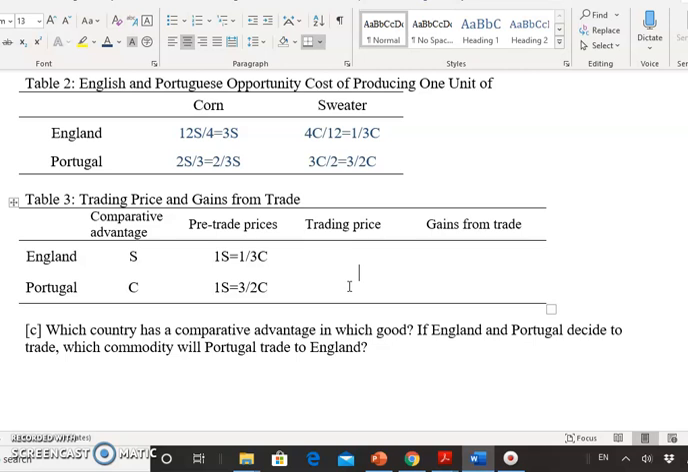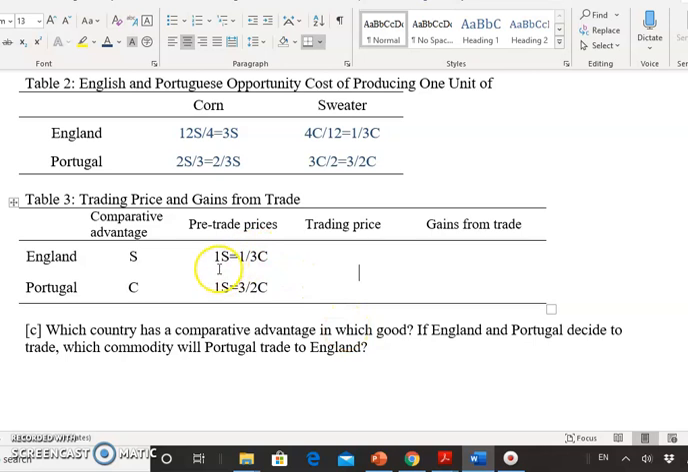Eventually, they're gonna meet somewhere in the middle, right? So that's why we said with free trade, there should be only one price between the two countries. Or another way you can think about this is once they start trading, it becomes one market. It's called the global market. So one market, one price. Now, how could we find this trading price? Here is a trick.